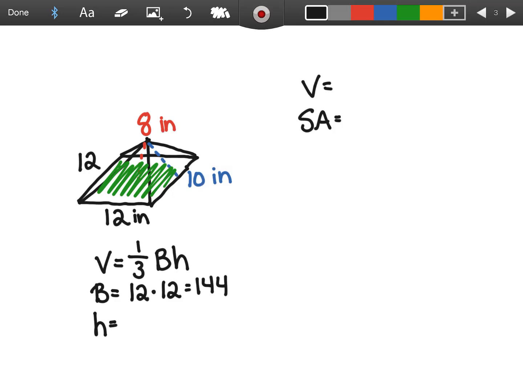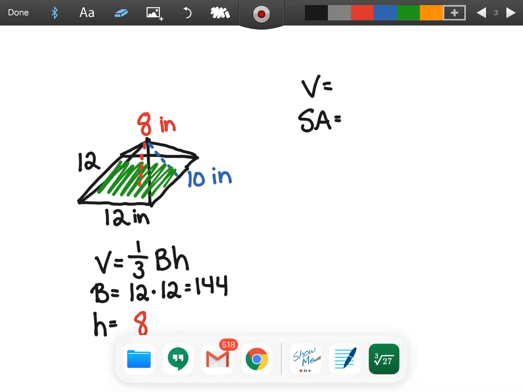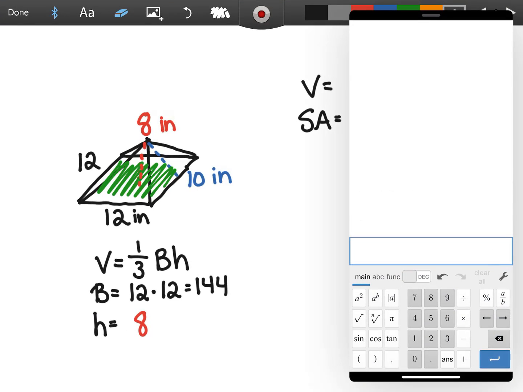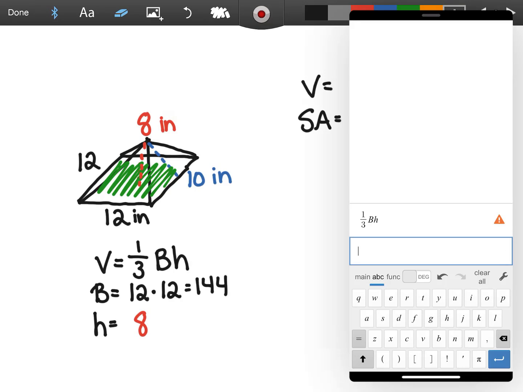Do not get the height and the slant height confused. The height is the red line. It goes from the very top point straight through the middle of the space of the pyramid. So the height is 8. Just as before, we're going to use Desmos to do the rest of the work for us. We're going to type in 1/3 capital B, lowercase h, hit enter.